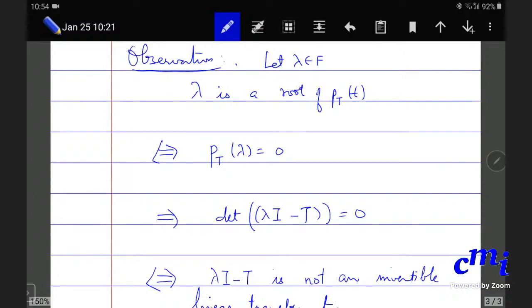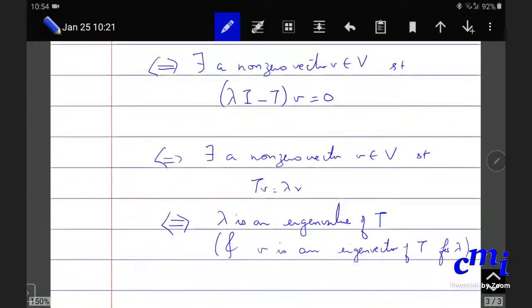And once we understand the eigenvalues, we can try to solve the linear equation to find eigenvectors. If lambda is an eigenvalue, write down lambda I minus T as a matrix, solve using Gaussian elimination or whatever method we have, and find non-zero v satisfying (lambda I minus T) v is 0. Those would be the eigenvectors. So this is the idea.